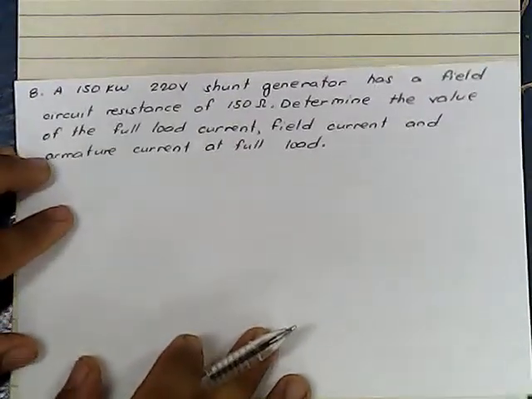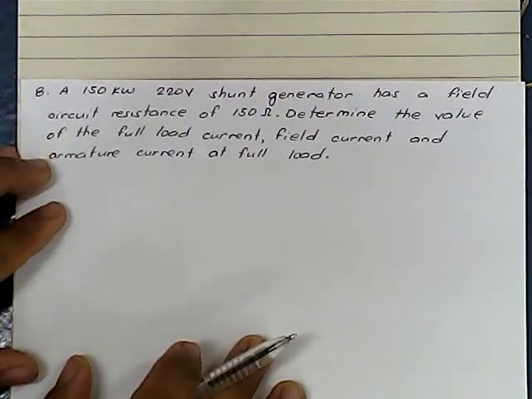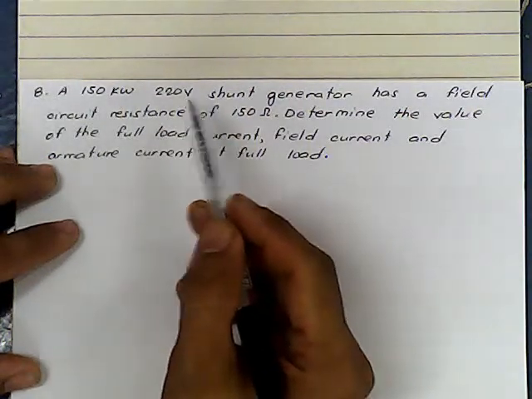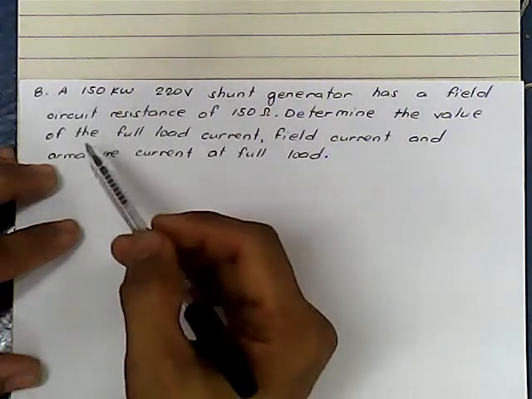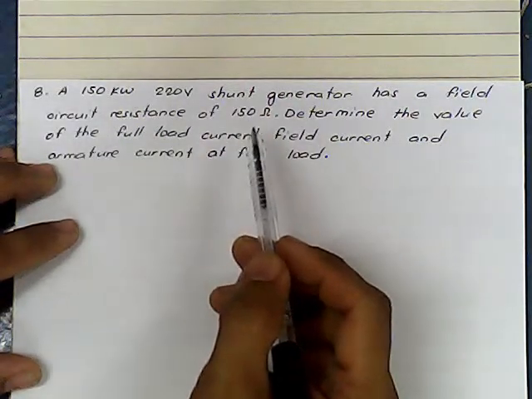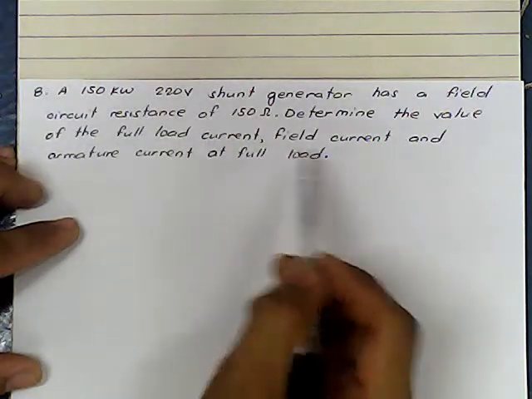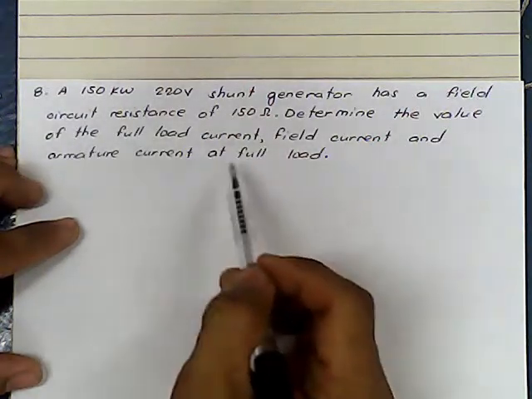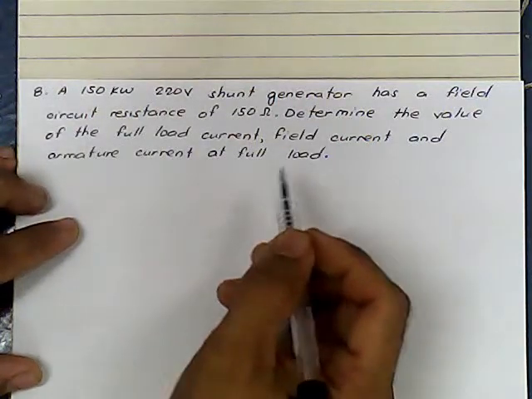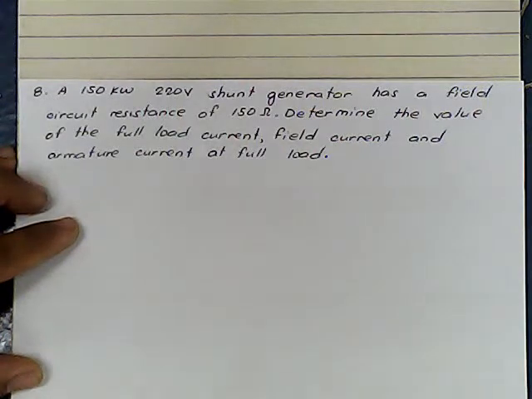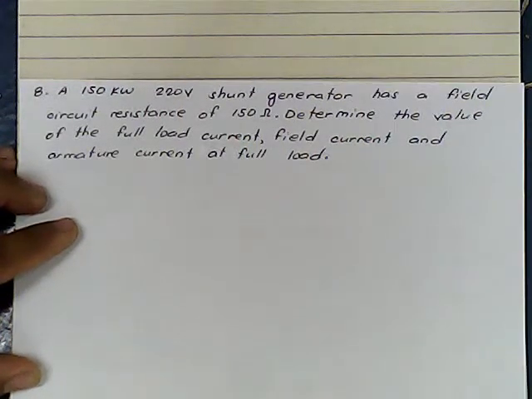Okay, let's proceed with problem number 8. It is again similar to problem number 7. A 150 kilowatt, 220 volt shunt generator has a field circuit resistance of 150 ohms. Determine the value of the full load current, field current, and armature current at full load. Pag sinabi niyang full load, nagagamit natin lahat-lahat yung 150 kilowatts doon.